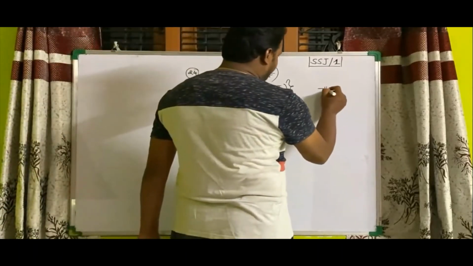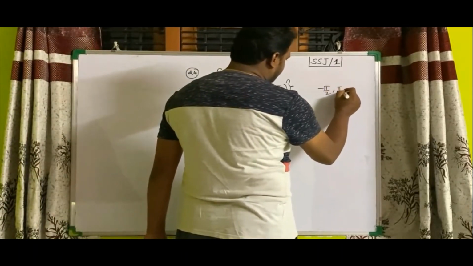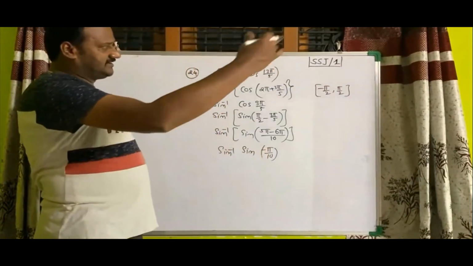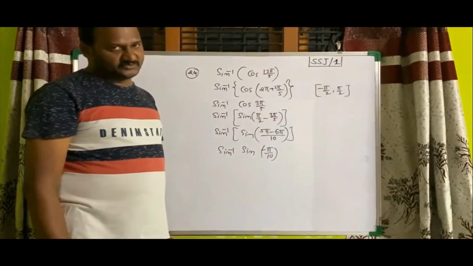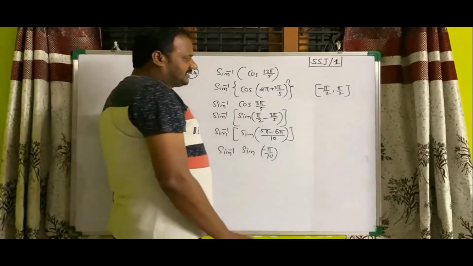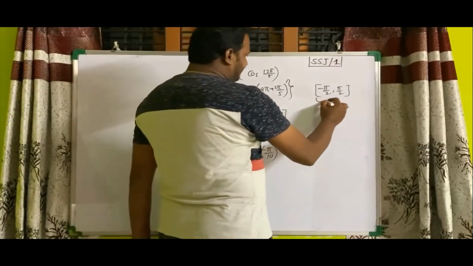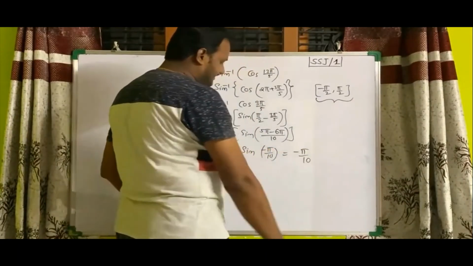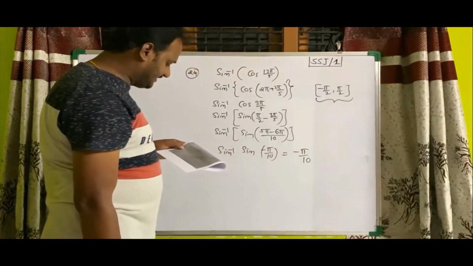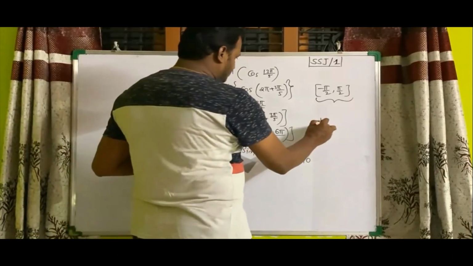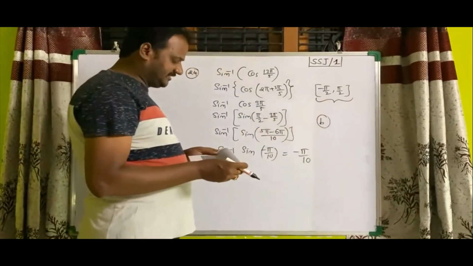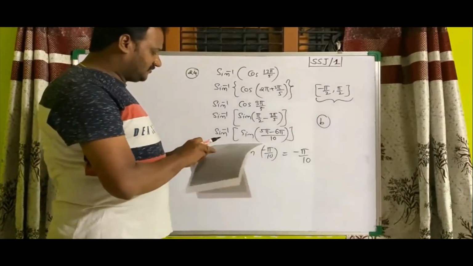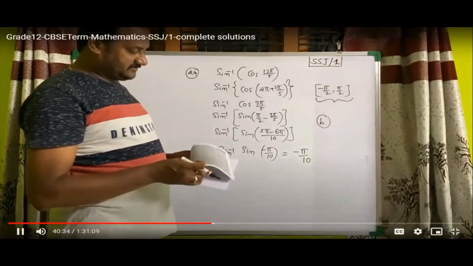Yes, because the sine interval is minus pi by 2 to plus pi by 2, closed. So your minus pi by 10 is above that minus pi by 2, right? Means this minus pi by 10 is in between these two, therefore your answer is going to be minus pi by 10. So minus pi by 10 is the answer, yes. So the correct option for this problem is B. Easy, right? And moving on to the 25th problem.